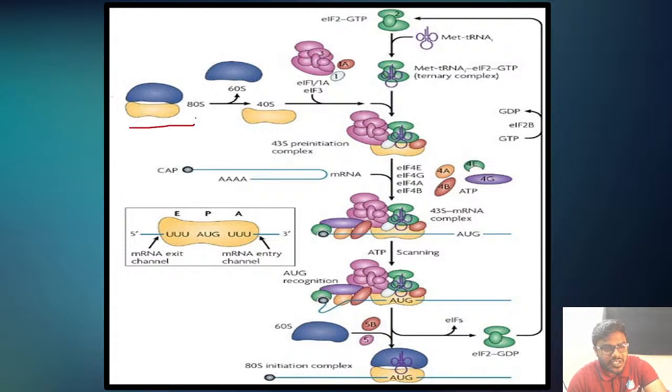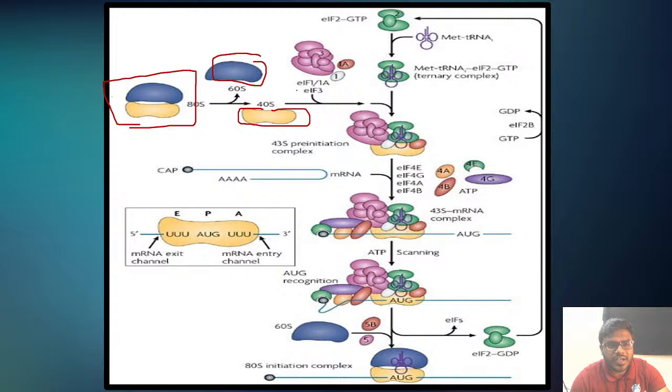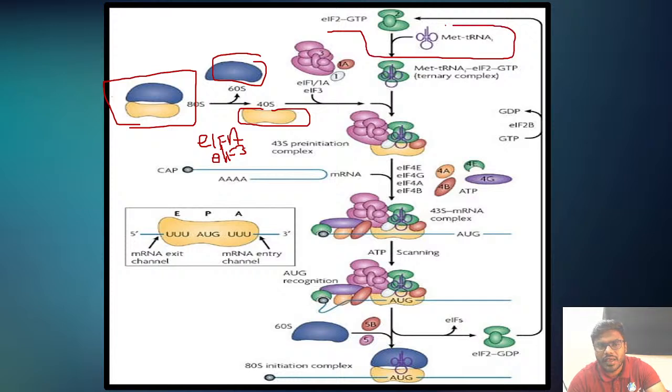Okay, so this is called the 80S ribosomal complex. The 80S ribosomal complex contains 40S and 60S. The 40S is initially associated with EIF1A followed by EIF3. Friends, EIF1A and EIF3 associate with the 40S, and EIF2 GTP will bring this particular methionine tRNA, which we call the ternary complex. Now this entire complex, everyone listen, the entire complex associates with the small ribosomal subunit.